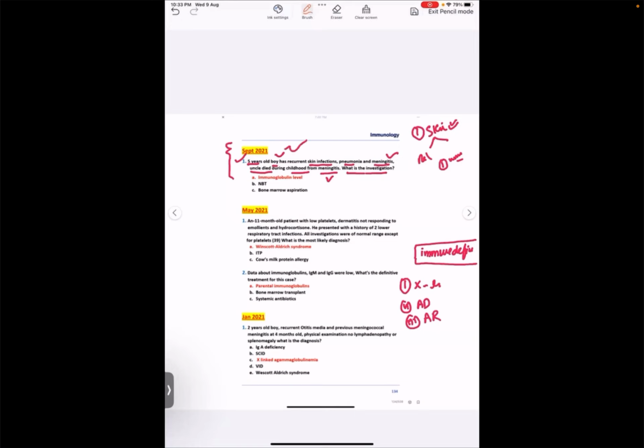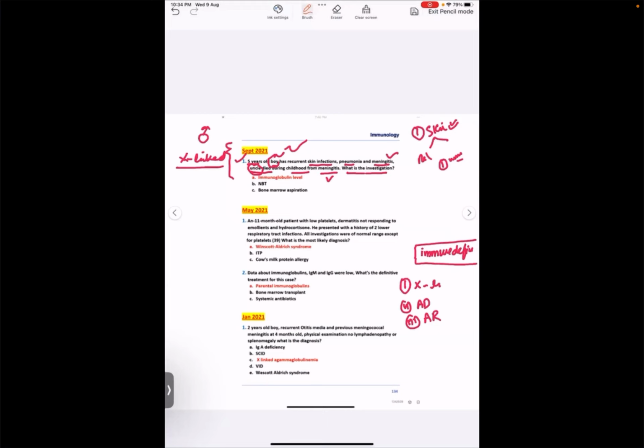The baby is a boy, right? His uncle was also a male. He died due to infection. So this scenario is suggesting that this is an X-linked disease, right? That is manifested only in the males, right? The patient is having an immune deficiency that is X-linked. What immune deficiencies are X-linked?